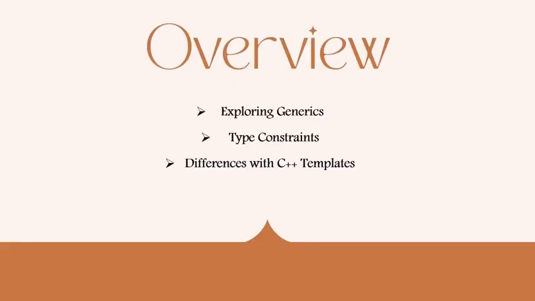Let's get started. Okay, here is a quick overview of what we will be covering today. First, we will introduce what generics are and why they matter. We will then dive into constraints, generic methods, and interfaces. After that, we will take a look at some more advanced topics like covariance and contravariance. Finally, we will compare C# generics with C++ templates and wrap things up with some live coding in Visual Studio Online. Let's jump right into our first topic.